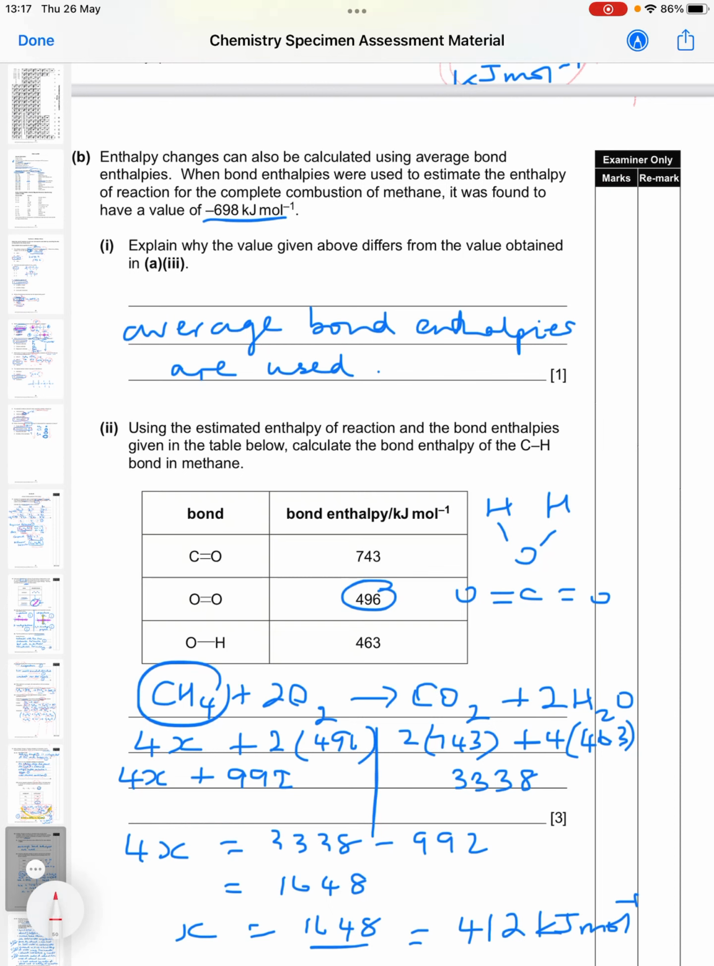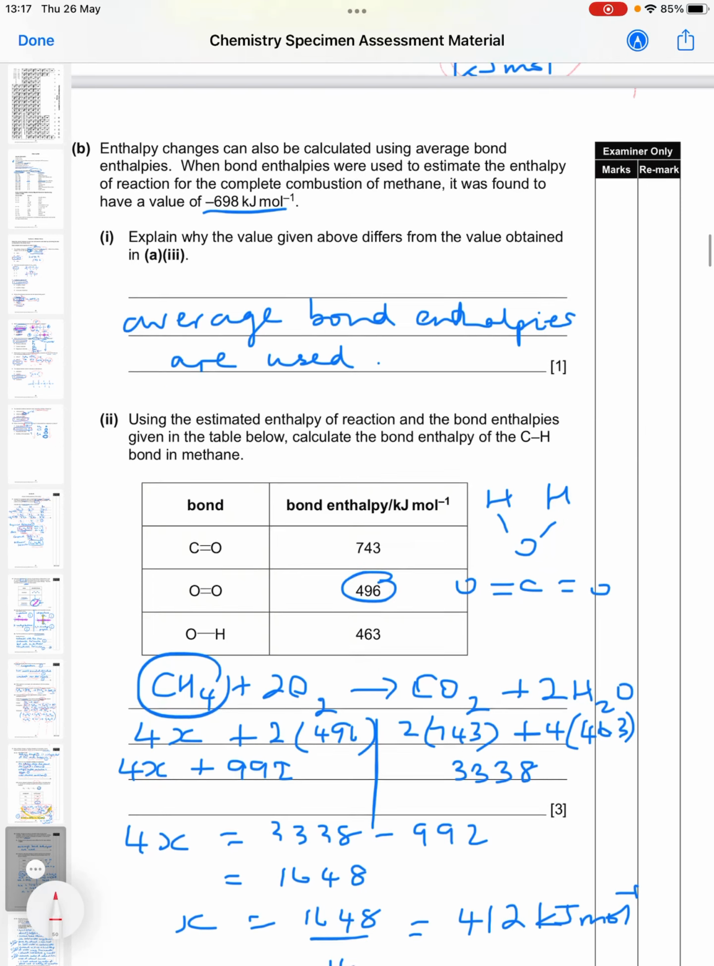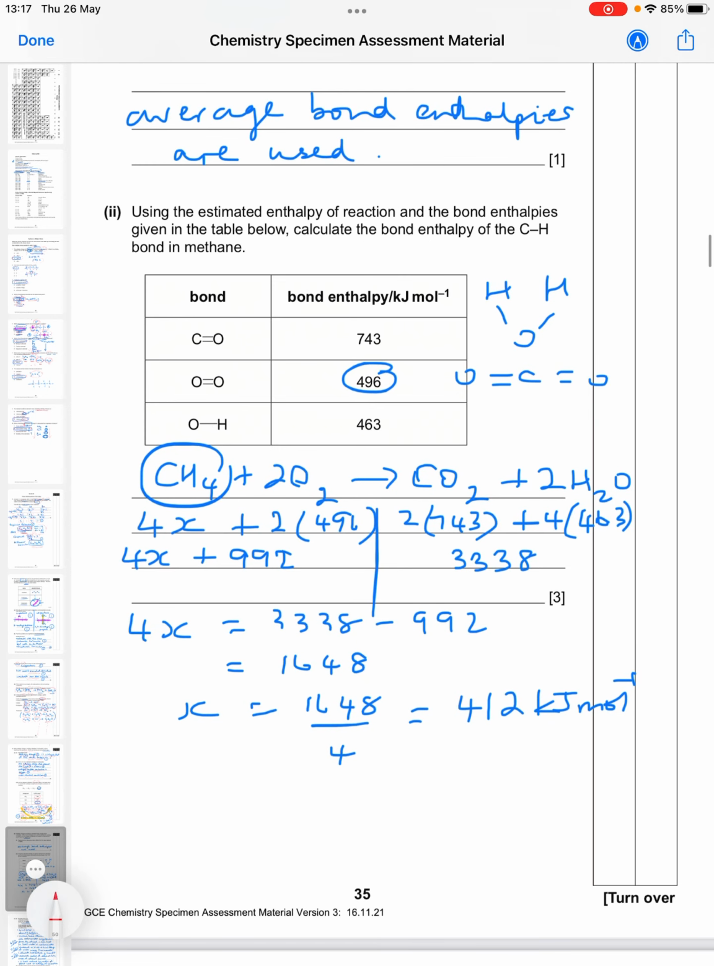So in B, it asks you, enthalpy changes can be calculated using average bond enthalpies. So bond enthalpies were used to estimate the enthalpy of reaction for the complete combustion of methane. It was found to have a value of minus 698 kilojoules per mole. Explain why the value given above differs from the value obtained in A part 3. It's simply because the average bond enthalpies are used, and we know that those are different because the bond enthalpy in different compounds is going to be different, and average means that you're going to get a discrepancy when you do your calculation. So then you have to use the estimated bond enthalpy of reaction and the bond enthalpies given in the table to calculate the bond enthalpy of the C-H bond in methane.